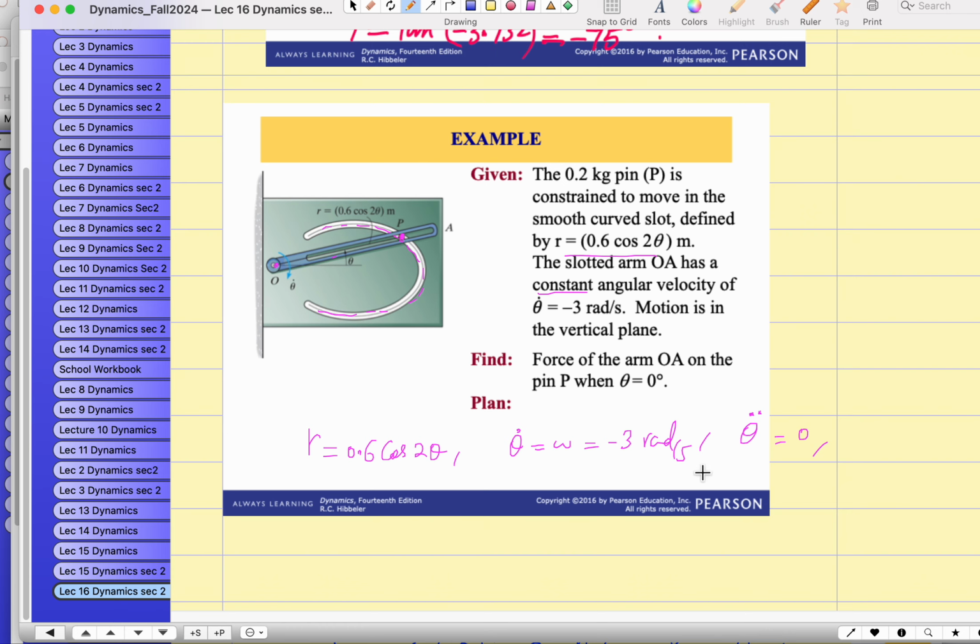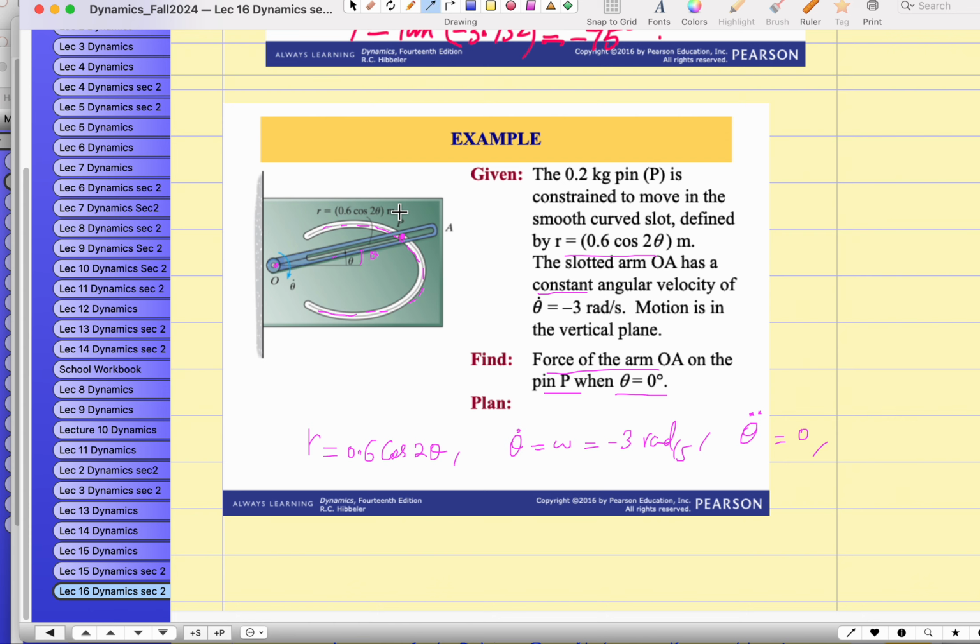The motion is in the vertical plane, so it's not moving horizontally. The question is: find the force of the arm OA on the pin P when theta equals 0. And look, this is theta.